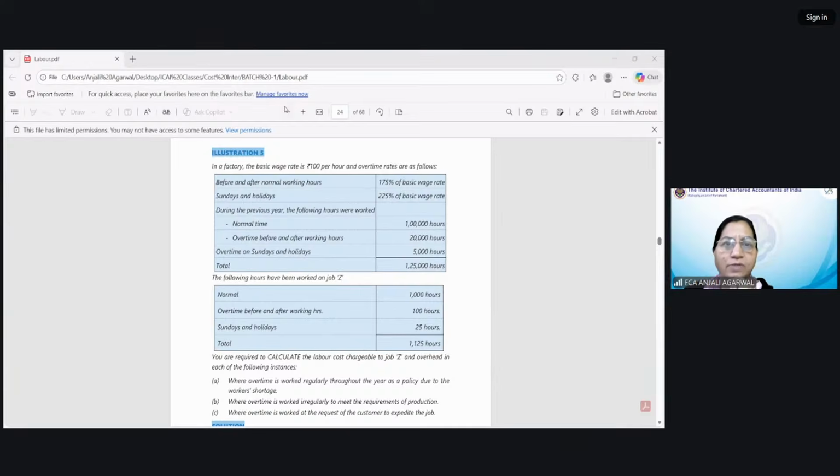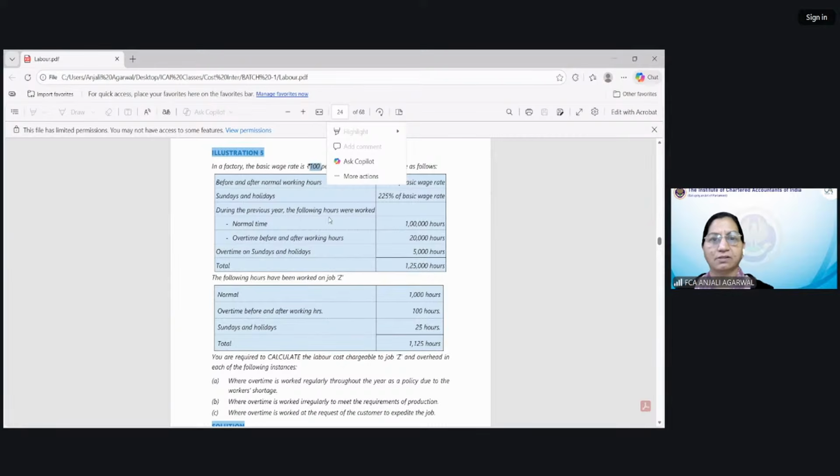Then, if the overtime is done on Sundays and holidays, the worker will be paid at 225%. So he'll be paid 225 rupees, but the payment over and above 100 will be qualified as premium. So 125 rupees will go to premium from here, which may be treated as overheads, which may be charged to direct cost, or which may be charged to costing P&L.